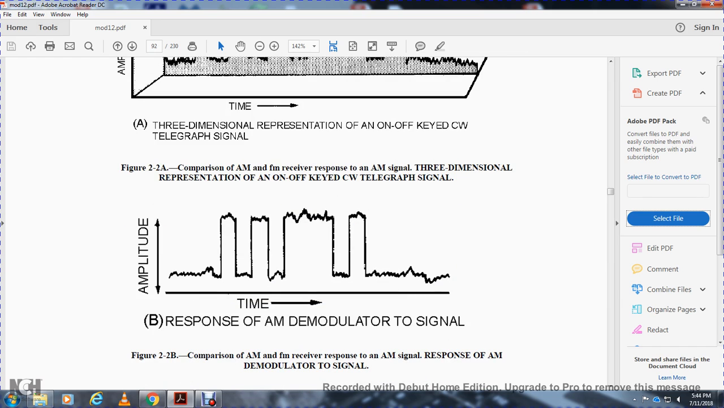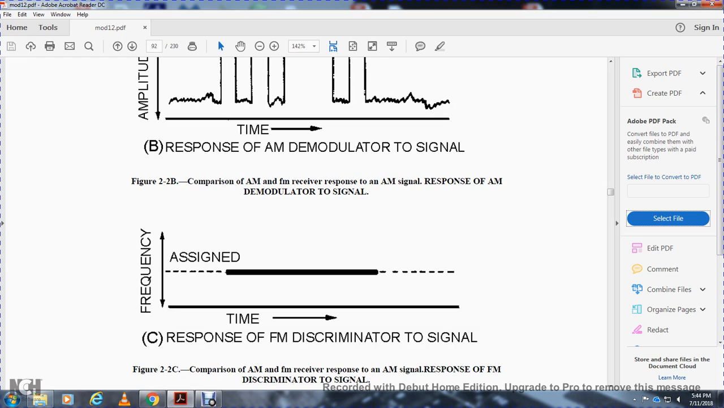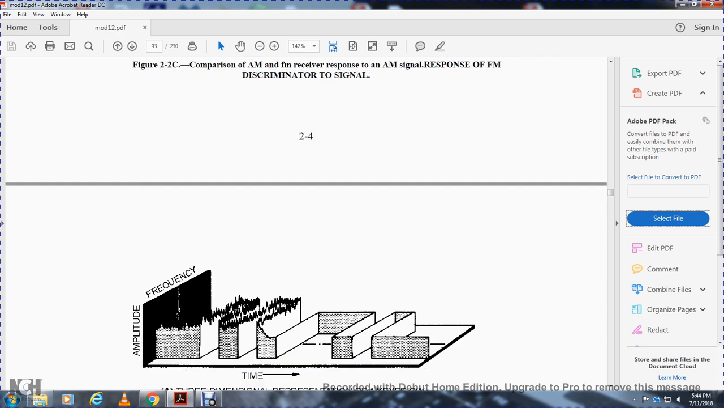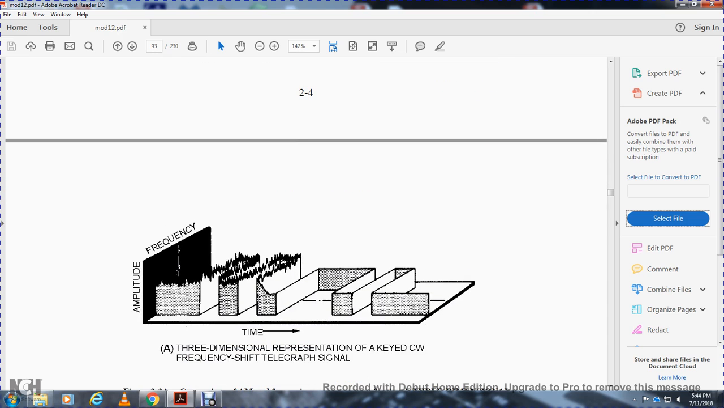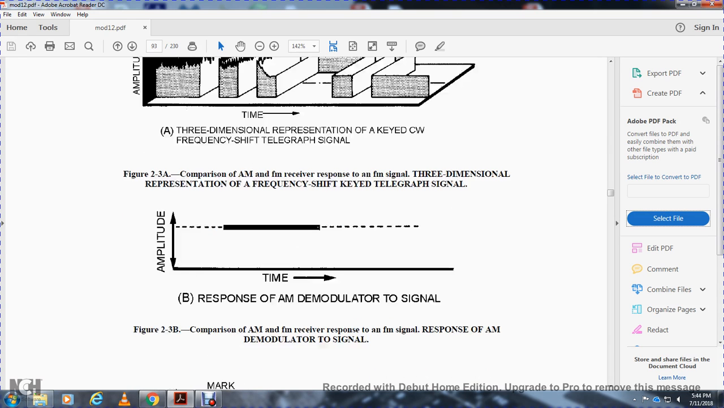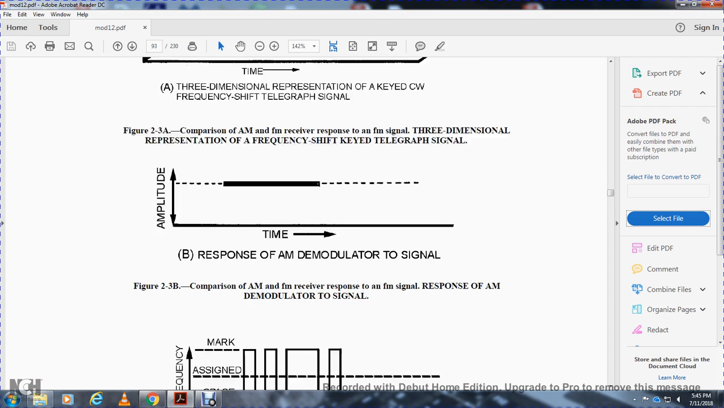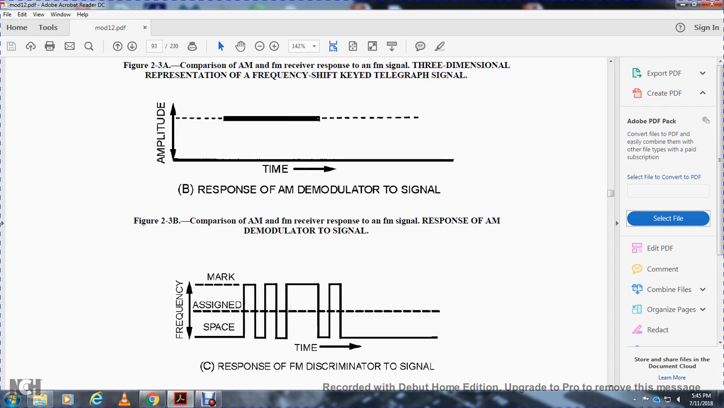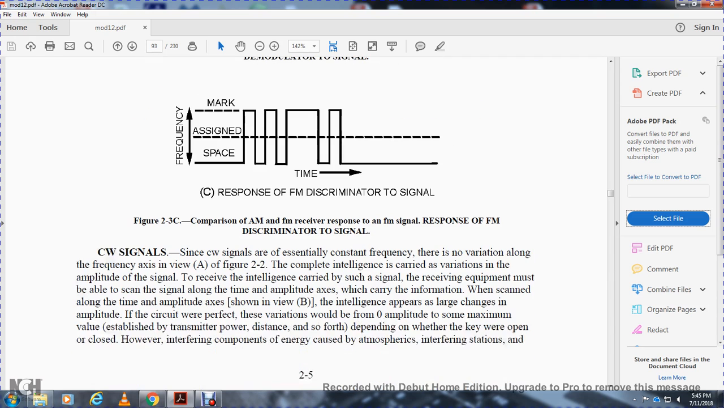Compare how the AM and FM receivers respond to the signal: the AM demodulator responds to the AM signal, and the FM discriminator responds to the frequency shift signal. Show the three-dimensional representation of the keyed continuous wave and frequency shift telegraph signal in amplitude, frequency and time. The frequency marks and spaces change with time, and this is what the FM discriminator responds to.